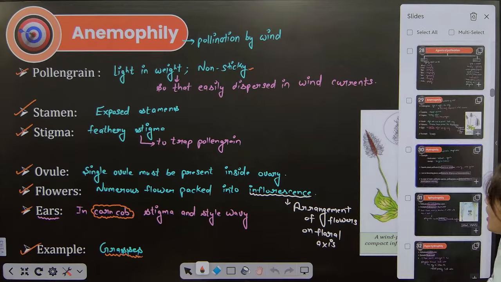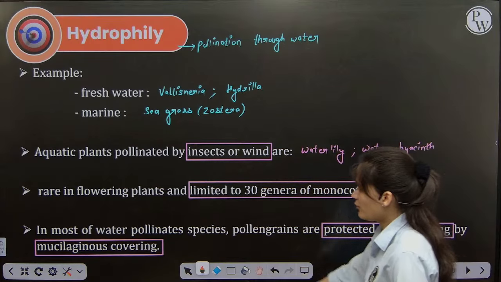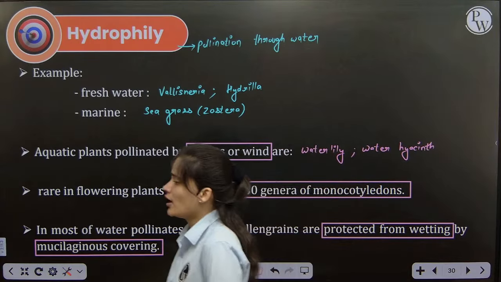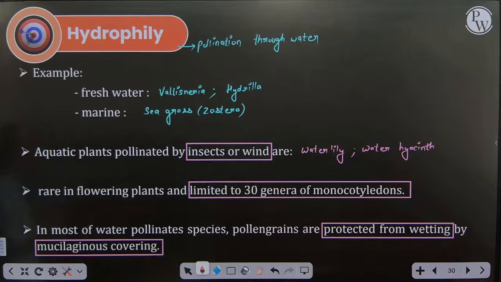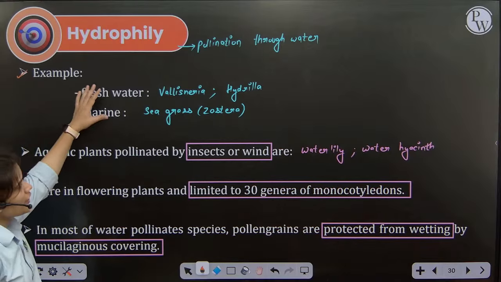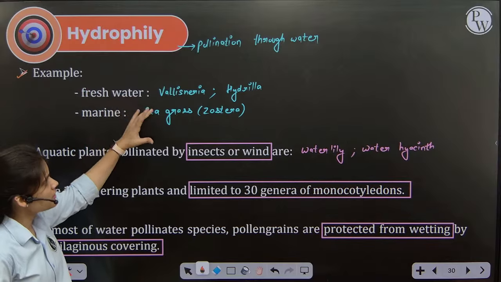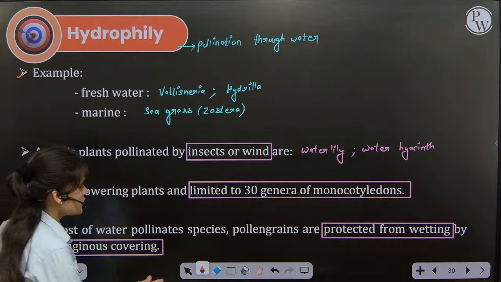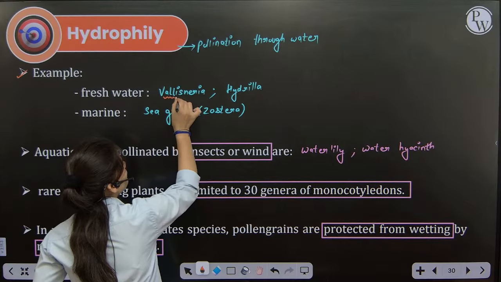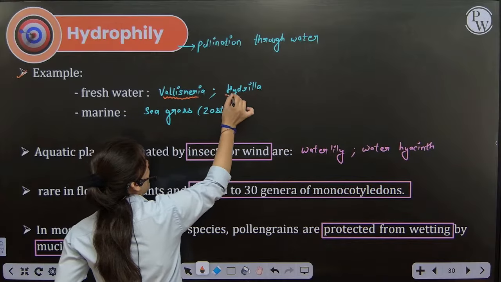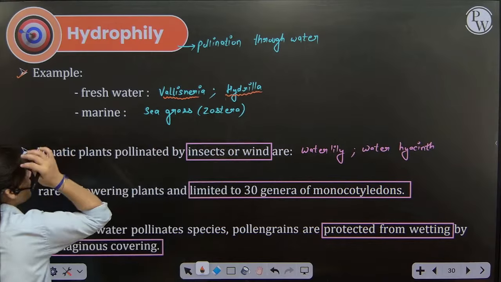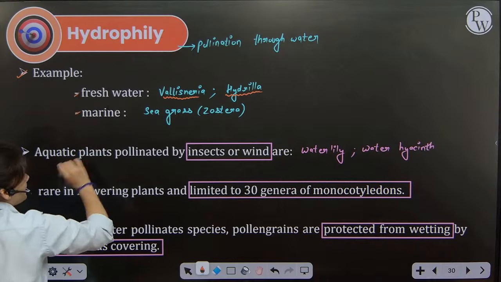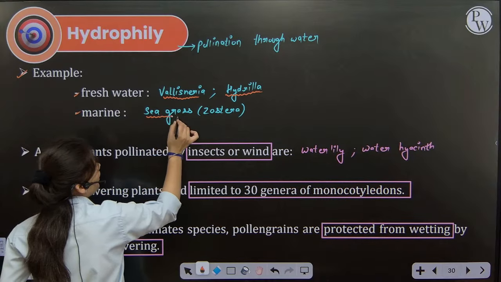Next is hydrophily. Anemophily complete, now hydrophily. What is hydrophily? Hydrophily is pollination through water. Water can be fresh water or marine water. Examples of plants pollinated with the help of fresh water are Vallisneria and Hydrilla. What about marine ones? Examples are sea grasses or Zostera.